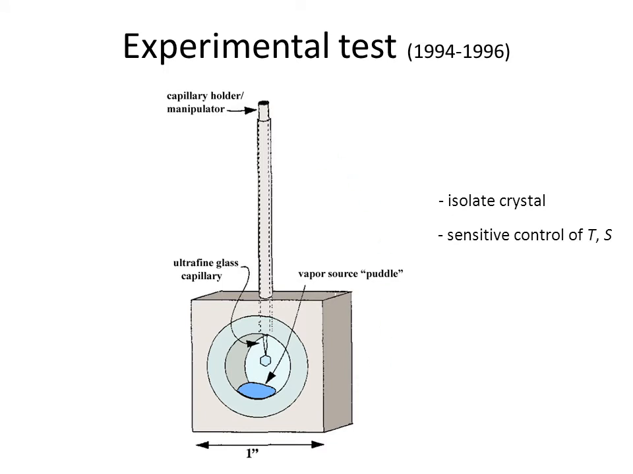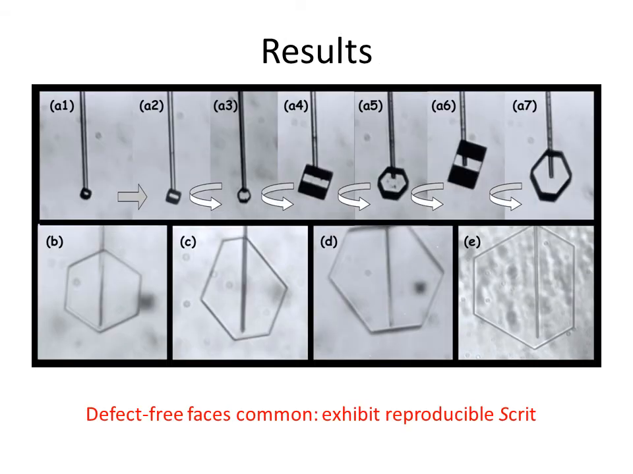The basic idea was to isolate the crystal from these other influences and have very sensitive control of temperature and supersaturation. Here are examples of what we could do and what we saw. We have here over on the left this ultra-thin glass capillary. It's only about 4 to 7 microns across. A droplet has just frozen. The faces are just being expressed. And we could track it as it grew, rotating it and looking at all the crystal faces.